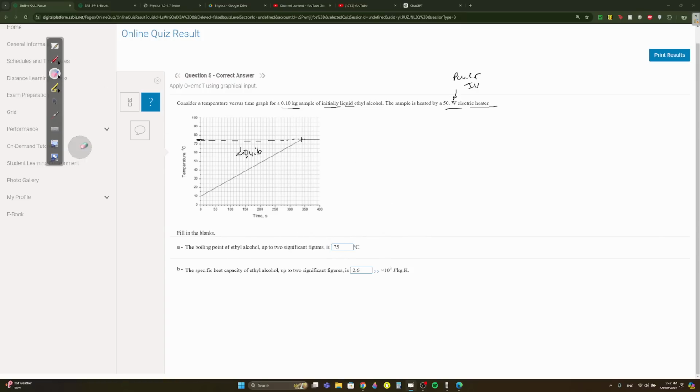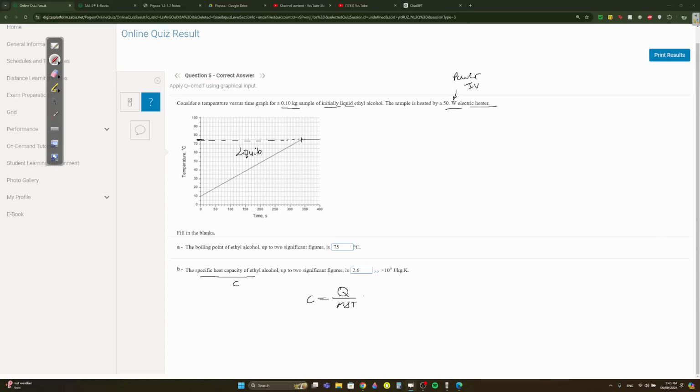Okay. What is the specific heat capacity of ethyl alcohol? We need the C. How do we find C? Remember, I'm not going to write Q equals MC delta T, then take M and delta T to the other side all the time. Just memorize it. C equals Q over M delta T. It's the same thing as saying Q equals MC delta T. I'm just rearranging the equation.